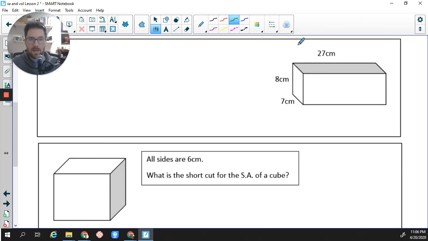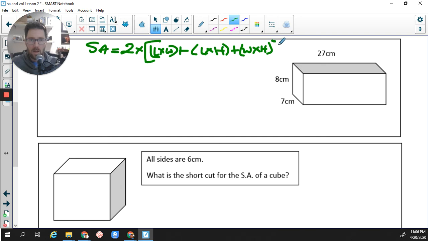All right, let's take a look at one more, and then we'll do a cube, because the cube is kind of special and you can save yourself some time. So SA, surface area, equals, we are going to go 2 times the big brackets, length times width, plus length times height, plus width times height. Big brackets. Okay, what are we going to use for what? 27 is going to be our length, 8 is going to be our height, 7 is going to be our width. Let's plug our stuff in.